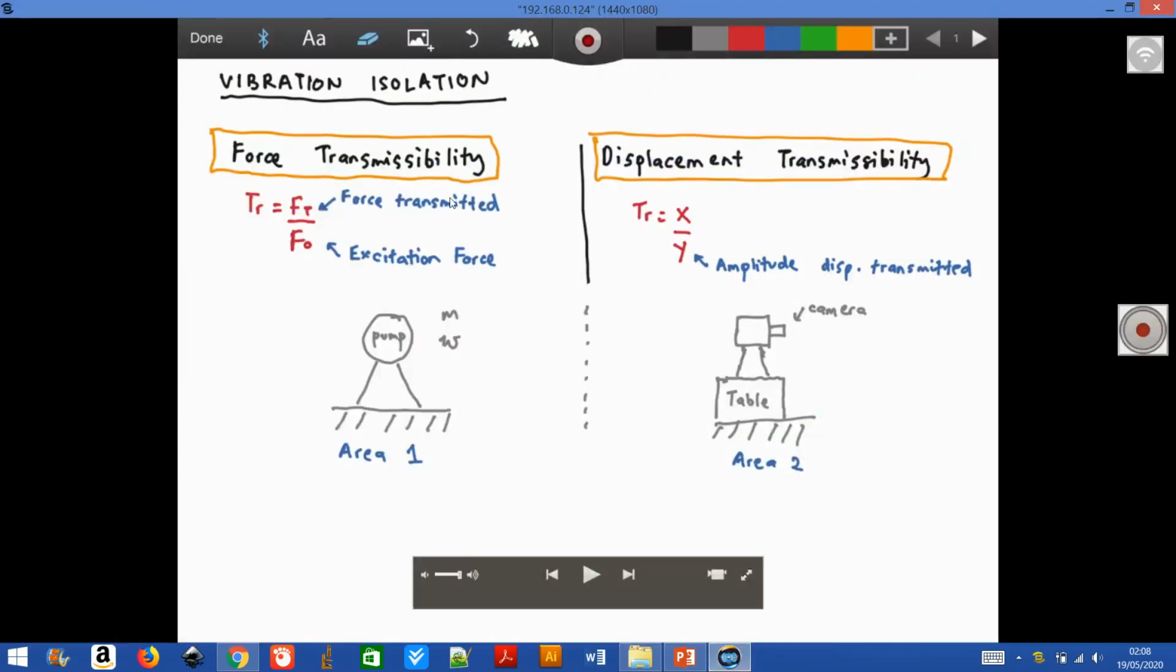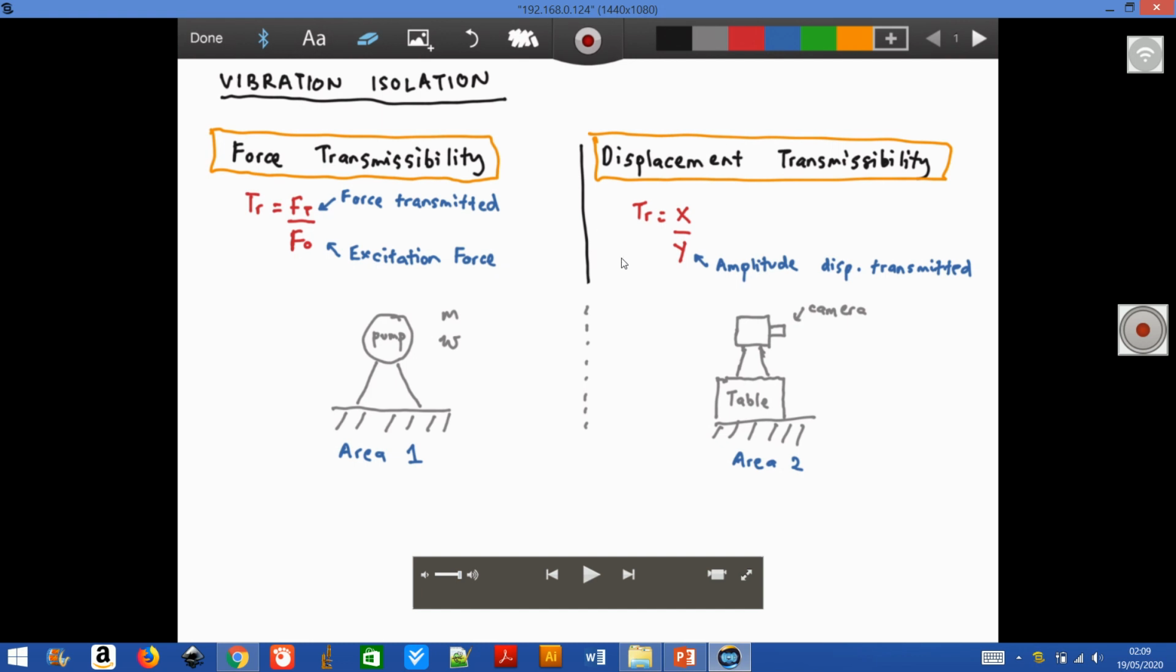For vibration isolation, we can categorize it into two categories, which are force transmissibility and displacement transmissibility, whereby the transmissibility ratio, denoted as TR, is equal to the ratio Ft over Fo, which is the force transmitted over the excitation force, while for displacement transmissibility, the transmissibility ratio is equal to amplitude x over amplitude y, whereby y is the amplitude of the displacement transmitted.